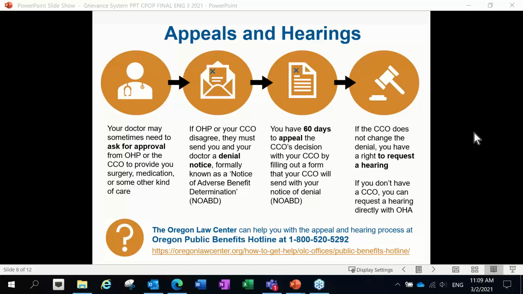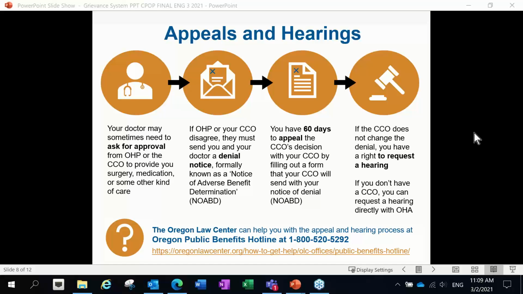The second and third parts of the grievance system are the appeals and the hearings. So they're a little bit different. As you can see in the columns here, your doctor may sometimes need to ask for approval from the Oregon Health Plan or from the Coordinated Care Organization to provide surgery, medication, or some other kind of care. So these are known also as prior authorizations.